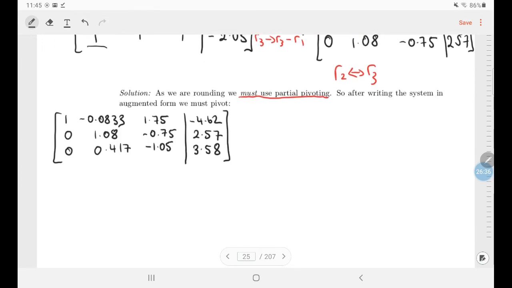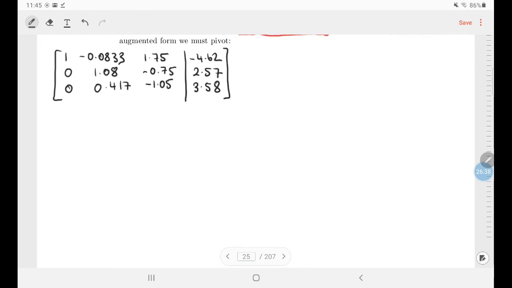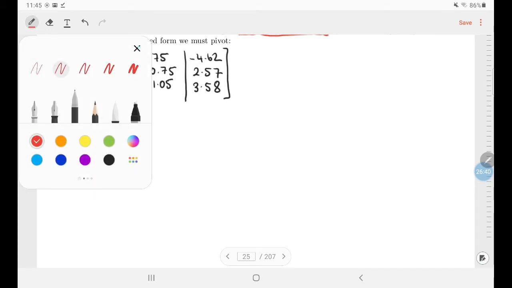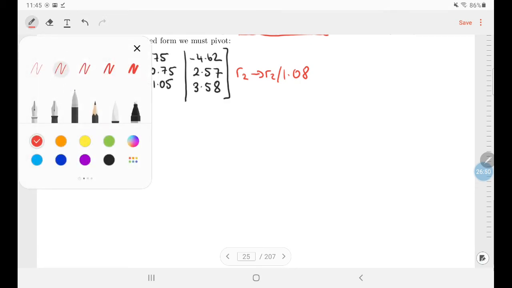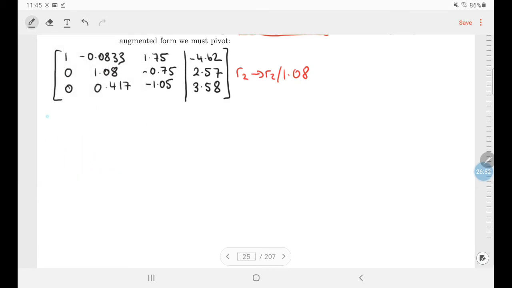Okay, so now we seem to have plenty of time, so I'll use the space. Now we're going to do row 2 sent to itself divided by 1.08, and we've avoided dividing by the small number. So the first row is fine: 1, minus 0.0833, 1.75, minus 4.62, and then divide row 2 by 1.08.